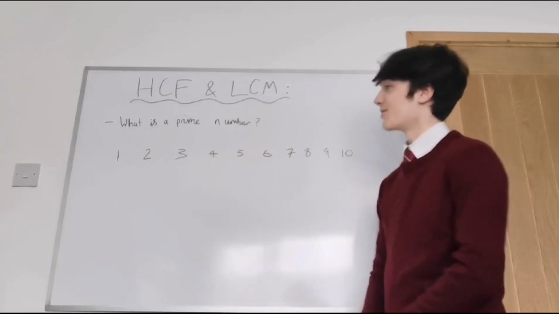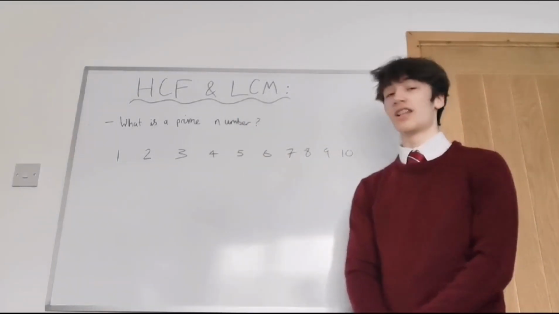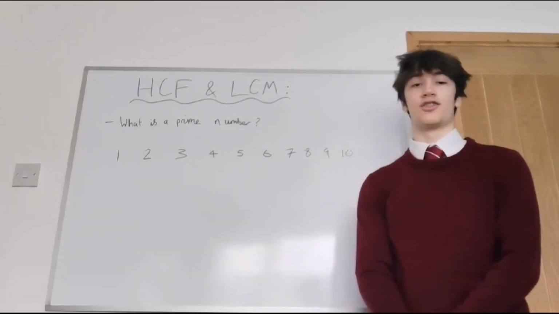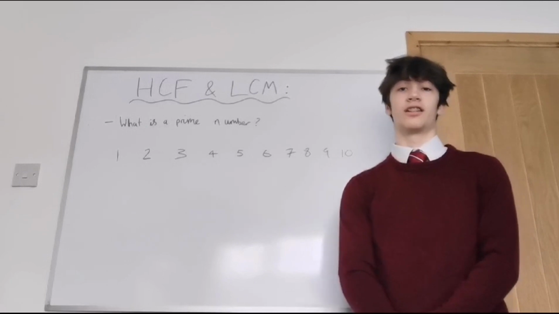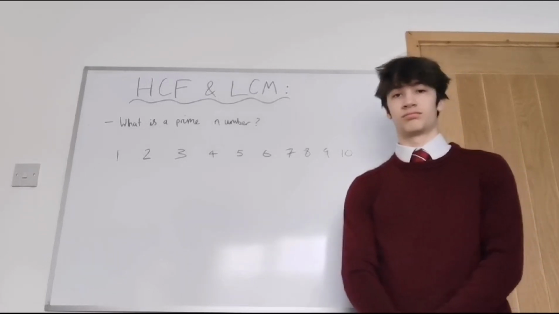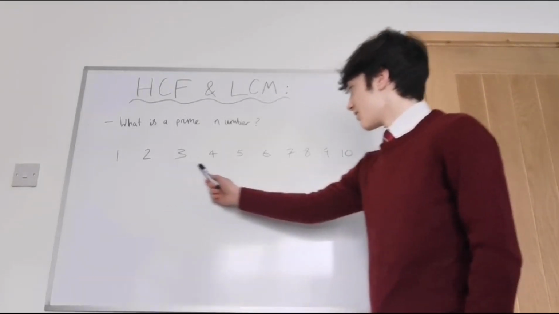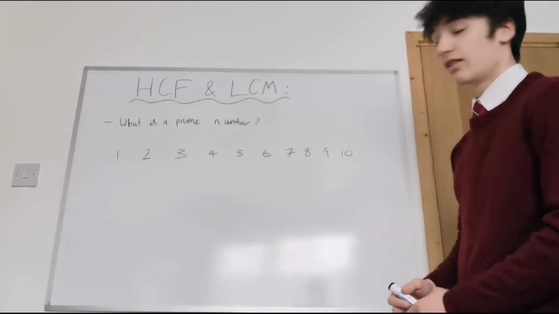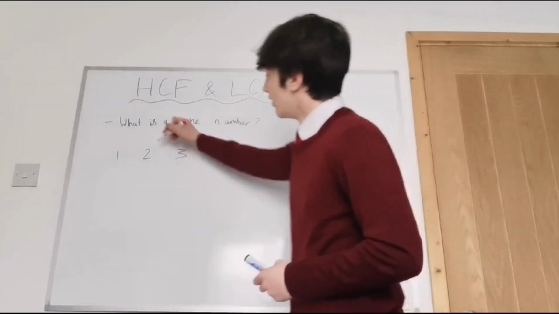So my first question for you is, what is a prime number? The definition of a prime number is a number that can be divided by 1 and itself only, and if divided by something else will result in a non-whole number. We can see this through numbers 1 to 10. I'll highlight which ones are prime numbers.